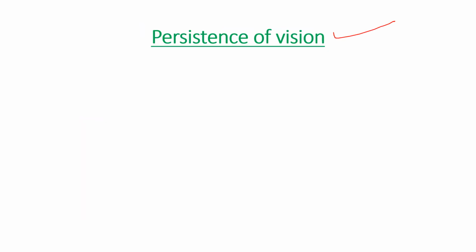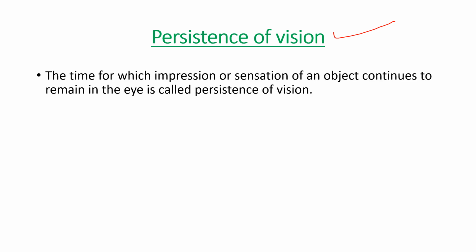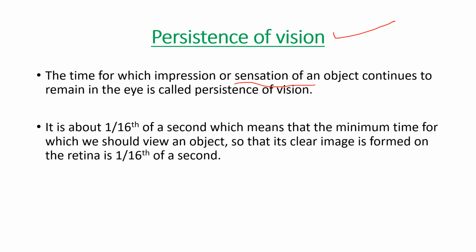Now next, students, persistence of vision. What is persistence of vision? Basically, it is the time for which the impression or sensation of an object continues to remain in the eye. This is known as persistence of vision. It is about 1/16th of a second, which means that the minimum time for which we should view an object so that its clear image is formed on the retina is 1/16th of a second.